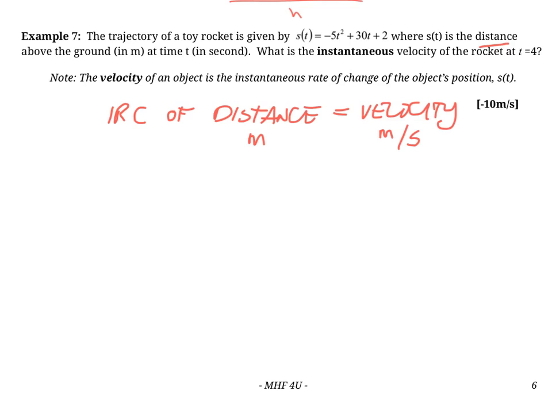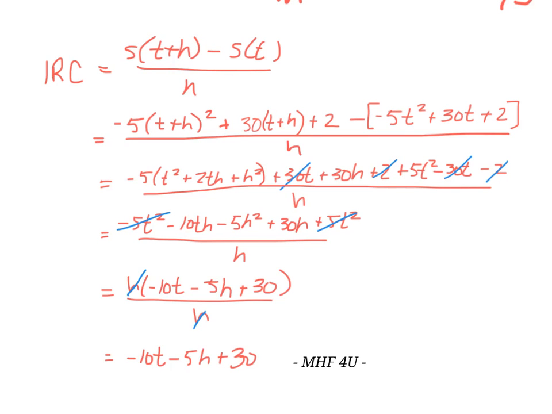So pause it here, give it a shot. Simplify the difference quotient as much as possible before plugging in t and h, okay? Unpause it when you're ready and I'll show you what we got. So after doing the algebra, your difference quotient should come out to -10t minus 5h plus 30.